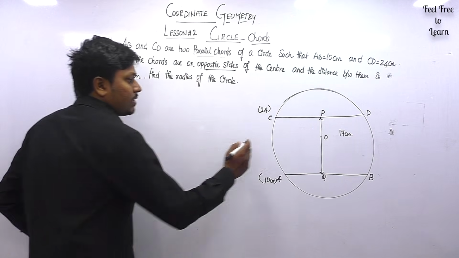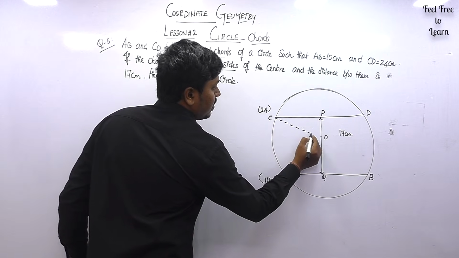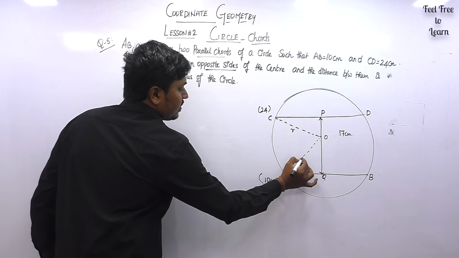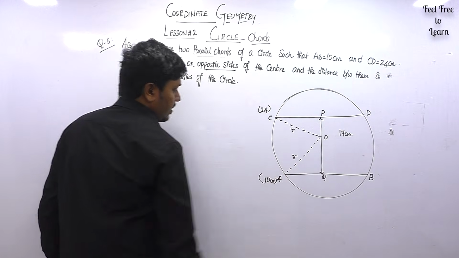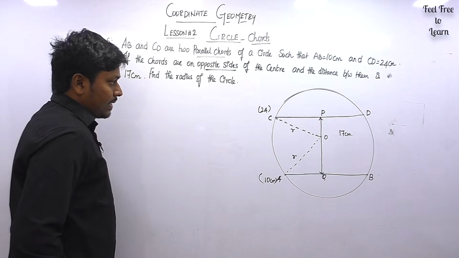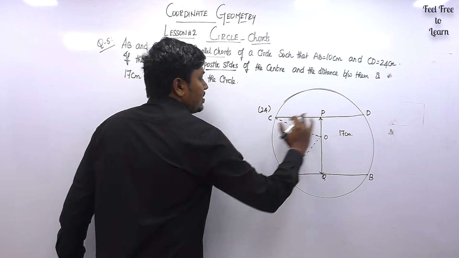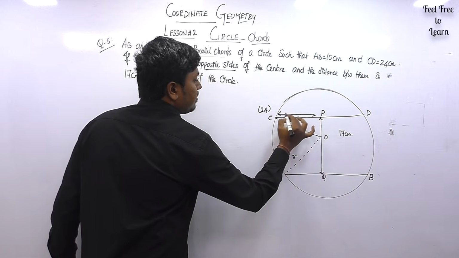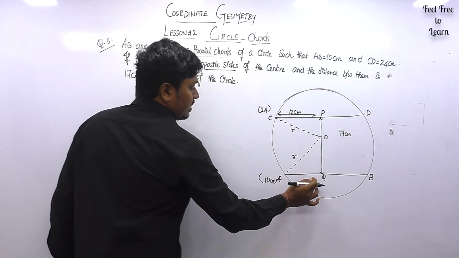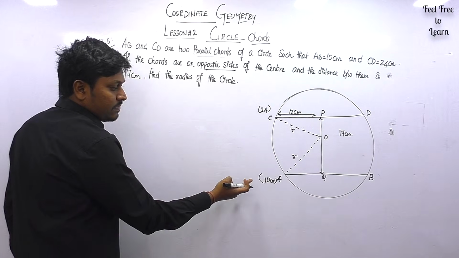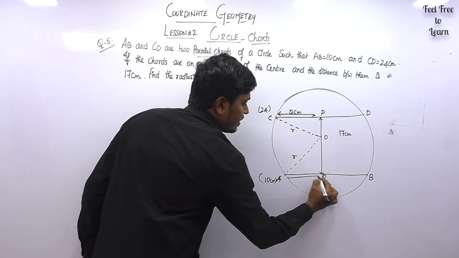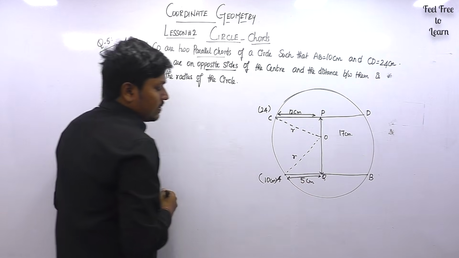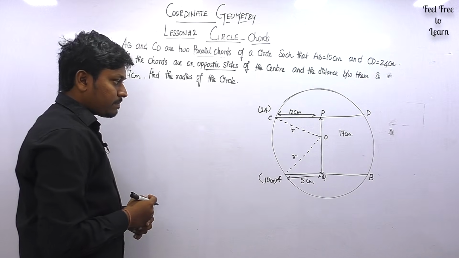So first let me do one thing. We can draw a small line like this, the radius of the circle. So radius will always be common for the circle, right? So radius of the circle R. So next step, we know the chord is 24 centimeter. If it bisects, then definitely we can say this distance will be 12 centimeter. And similarly, the second chord is of 10 centimeter length. So we can say this length will be 5 centimeter. So listen carefully, let me do one thing.